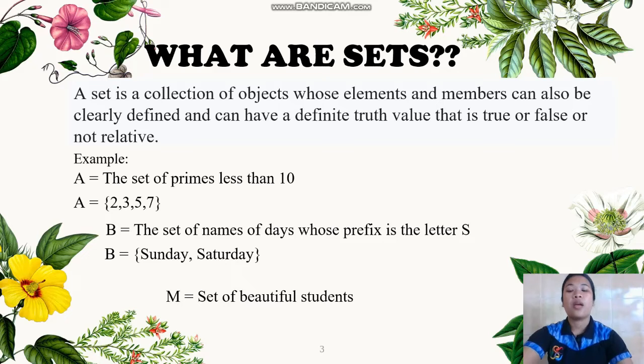Another example. M equals the set of beautiful students. Then is this M a set? Yes, that's right. This M is not a set because beauty is relative and has no right or wrong value, and no definite answer.